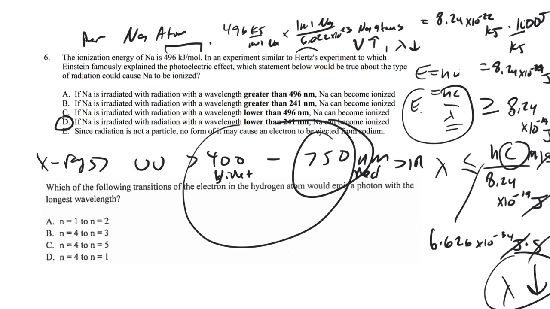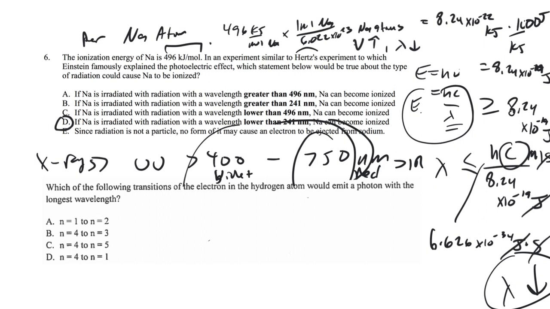So just nailing this region here, and then the order of the other regions is really what's most important. So which transition of the H atom would emit a photon with the longest wavelength? So the next question down, the longest wavelength photon. So emission occurs when we have a high energy state transition to a low energy state.